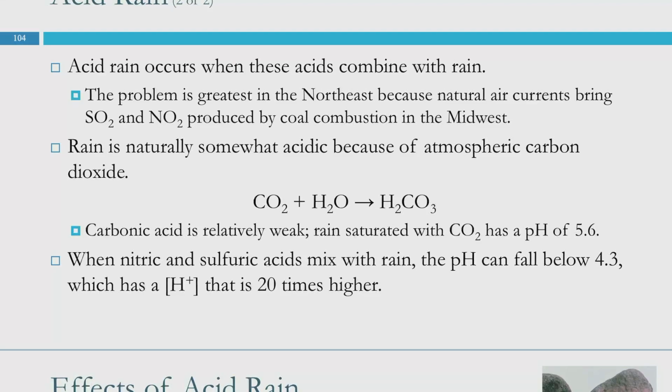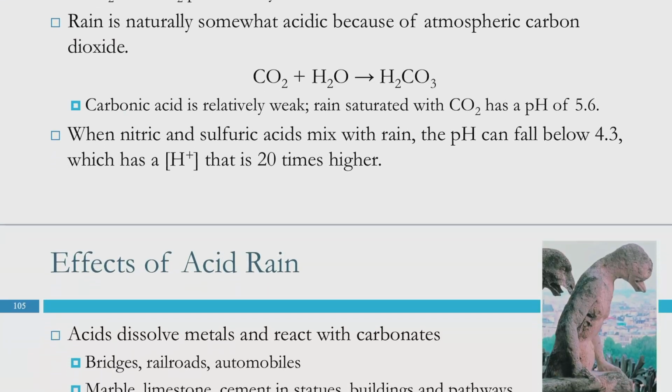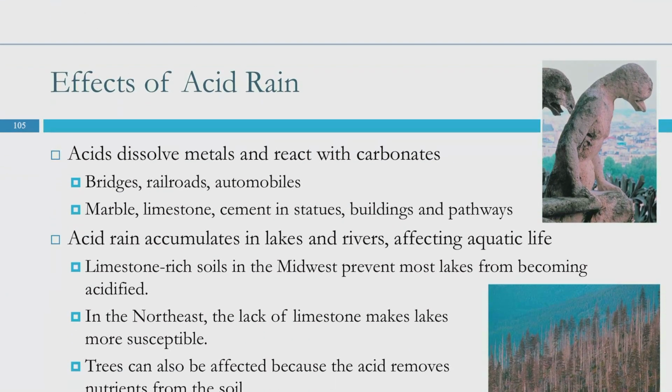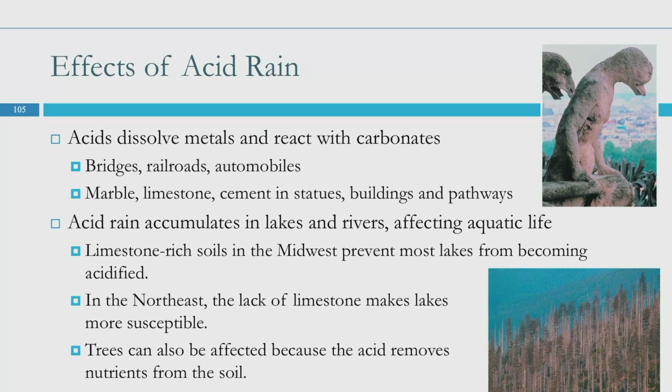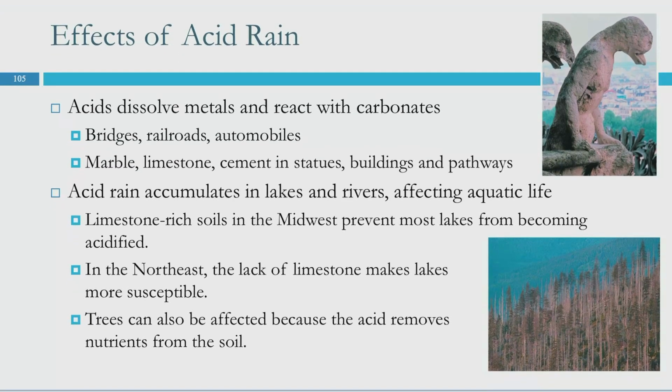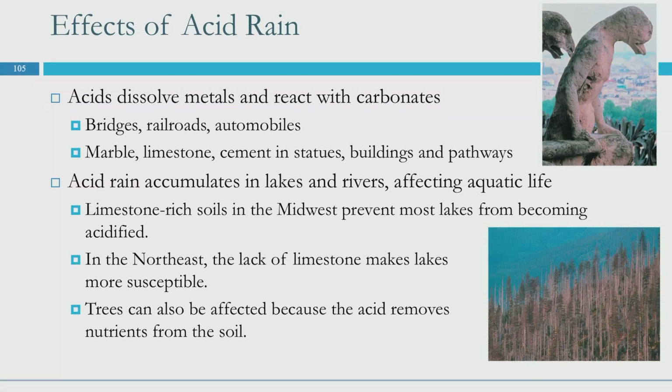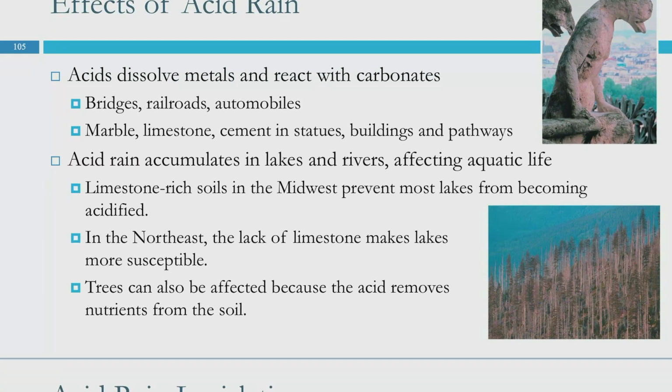Not really for us, unless you're out in it a lot, but more for metals and carbonates and stone and other things. So like this statue that's been worn away because of acid rain. That's like cement in statues, bridges, railroads, cars. It's all really bad for that stuff. And it's especially bad also for lakes and rivers because they're going to accumulate a lot of that rain runoff, and that can cause the pH in the water to drop, which can lead to the death of fish and other organisms that live in those lakes. So that's a problem.